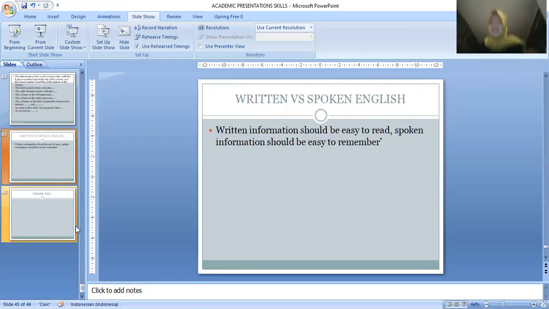This is the last slide. Okay. Remember, written versus spoken English. Written information should be easy to read, while spoken information should be easy to remember. And the last statement from me is, the best presenter is heard without shouting.